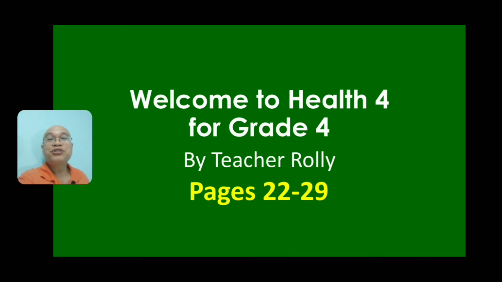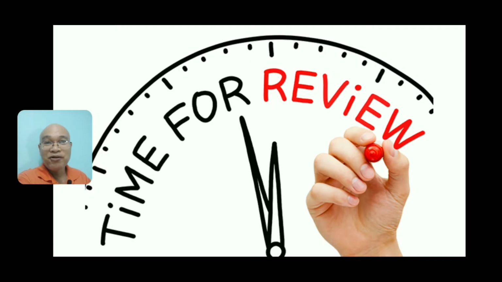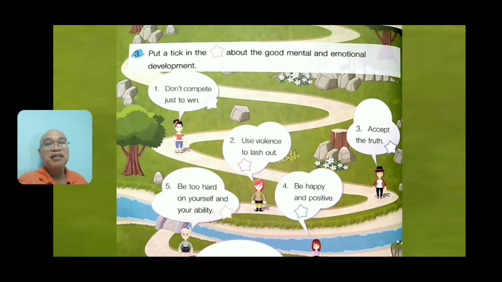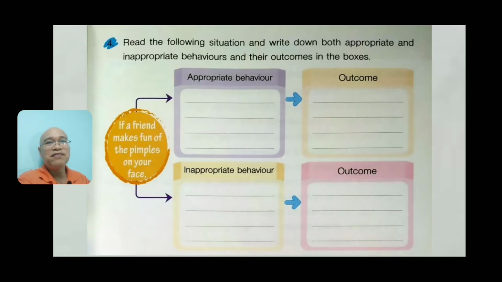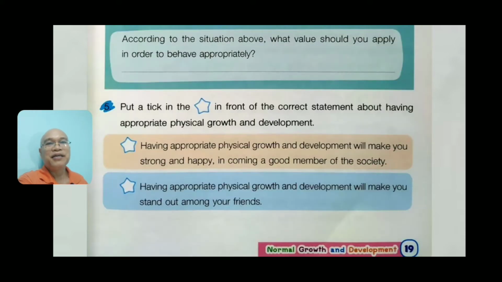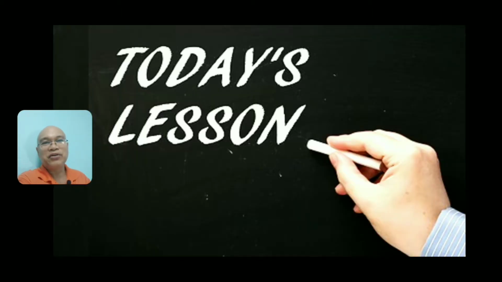I want you to turn your book to pages 22 to 29. But before that, we'll be having some brief review. Last time we studied this by ticking these numbers here, and I believe you did it very well from 1 to 10. Even this exercise here regarding the appropriate behavior for its response, you did well. Congratulations.